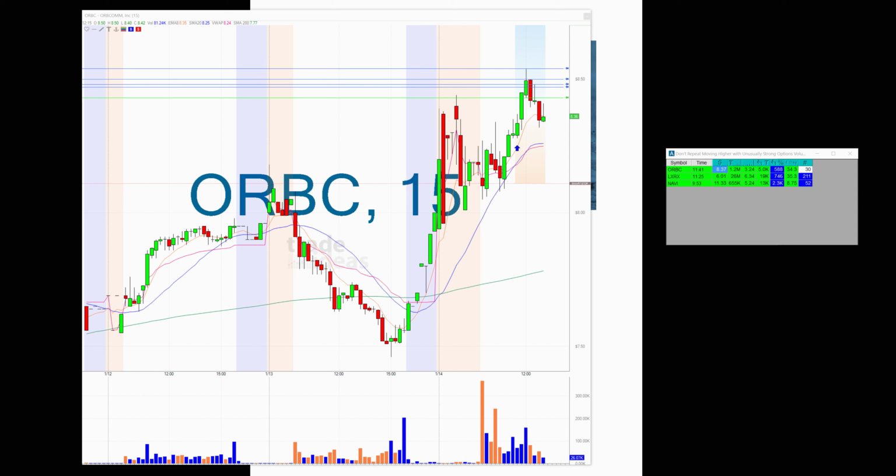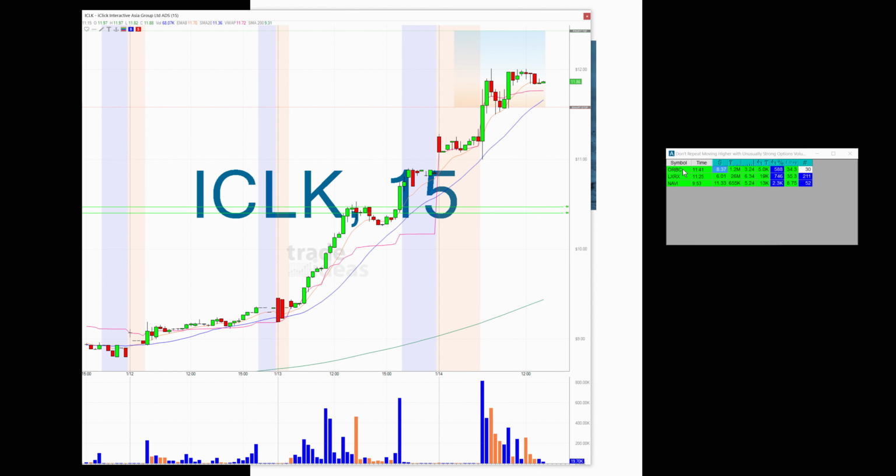I just look at the weekly, the daily and the monthly charts. Look left to see how much room a stock has if it wants to keep going. Obviously, most of the stocks I take are already at a daily high, so I'm not having to worry about intraday resistance. Now this also gave me iClick yesterday, ICLK, and this is why I'm kind of interested in ORBC. This gave me iClick yesterday right around here.